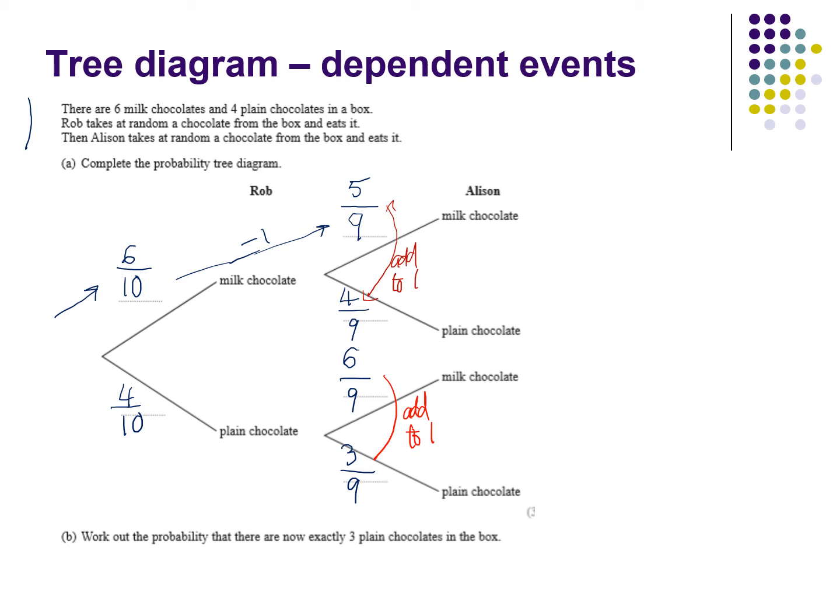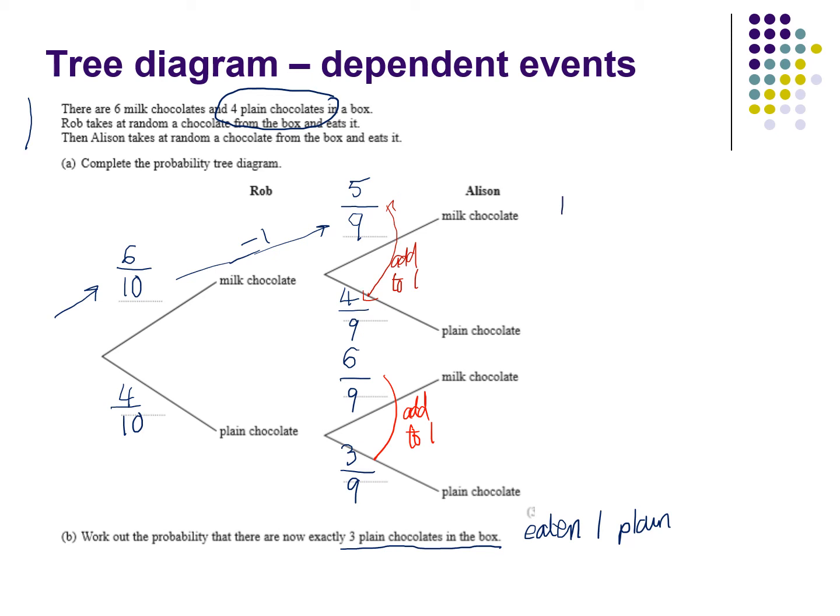Work out the probability that there are now exactly 3 plain chocolates in the box. Okay, right, well, for there to be 3 plain chocolates in the box, we need to have eaten exactly 1 plain, don't we? Because we started with, here it is, we started with 4.